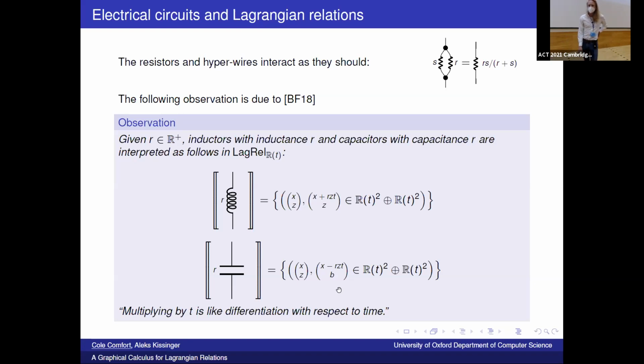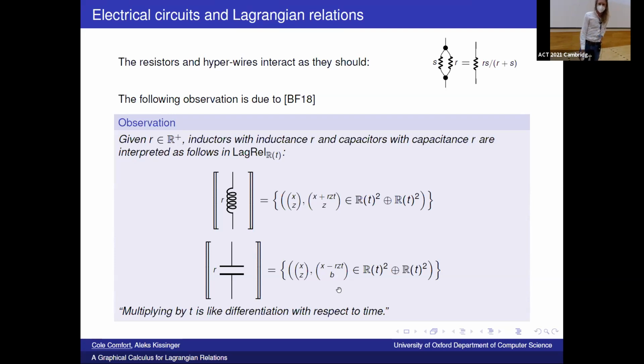And again, Baez and Fong show that you can get more generators here if you work over this extension of the real numbers where you adjoin an invertible element.